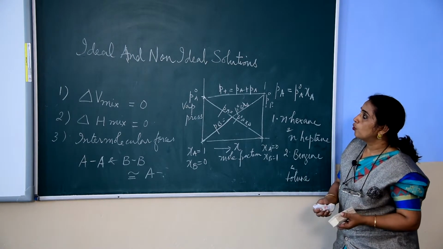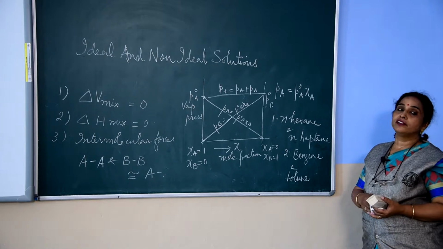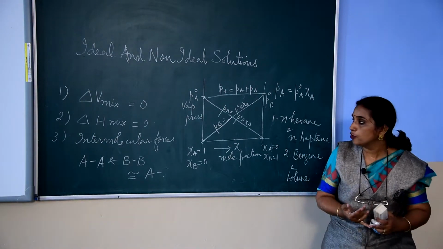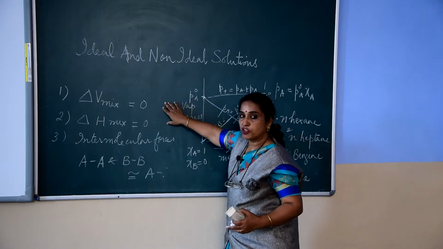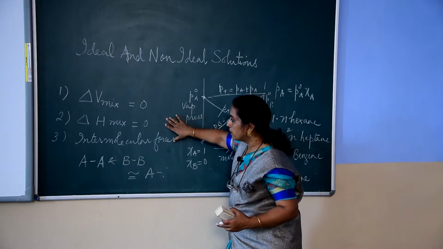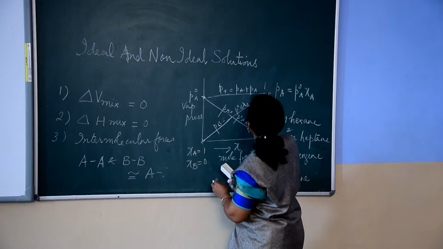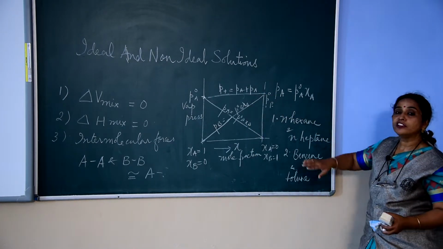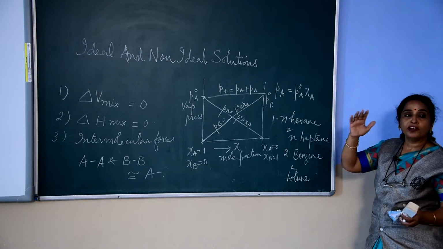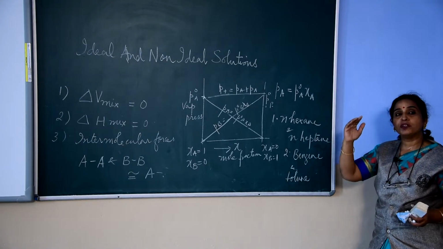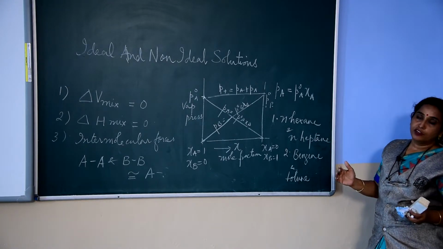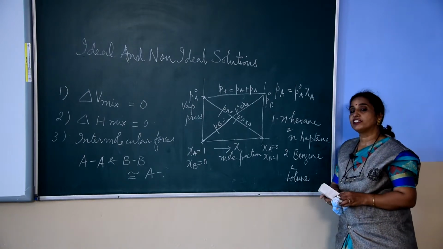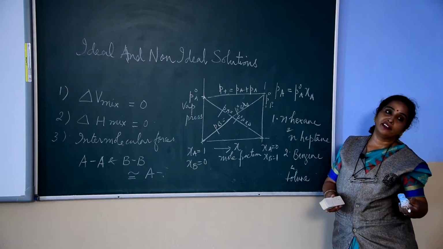Now, coming to what exactly are non-ideal solutions. So, once again, for an ideal solution delta V mix is equal to 0, delta H mix is equal to 0. We have Pa is equal to P naught A xa, Pb is equal to P naught B xb and P total is equal to Pa plus Pb. So, this was our ideal condition for ideal solution. So, now what exactly are non-ideal solutions?